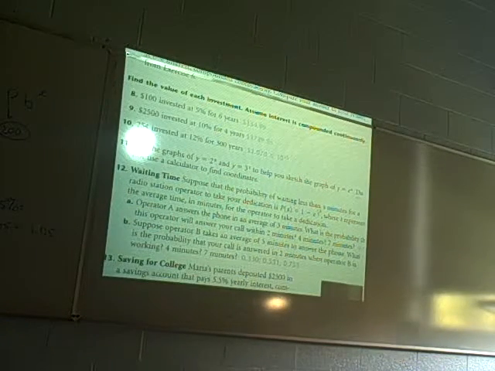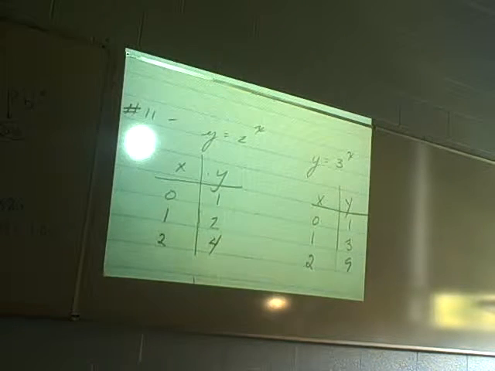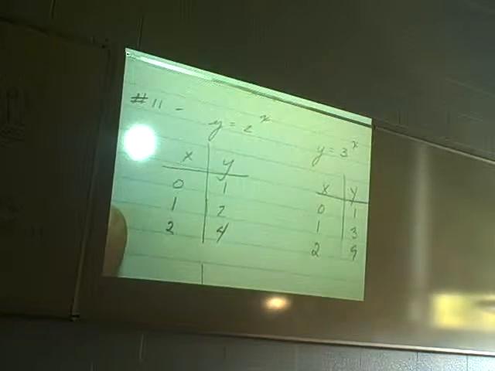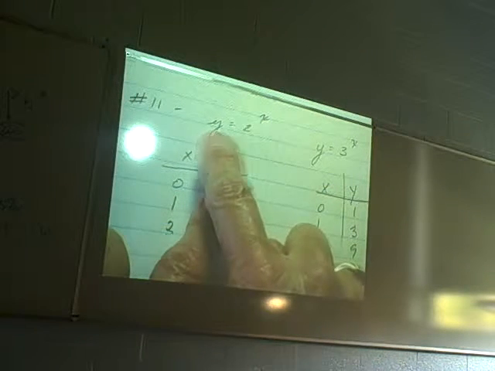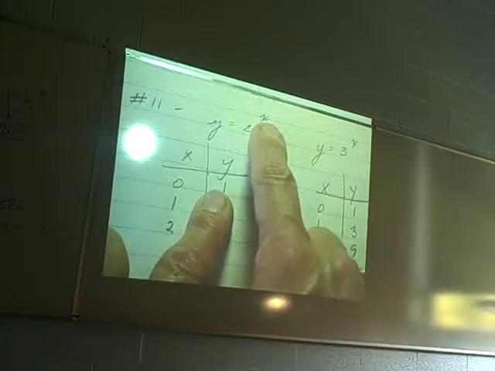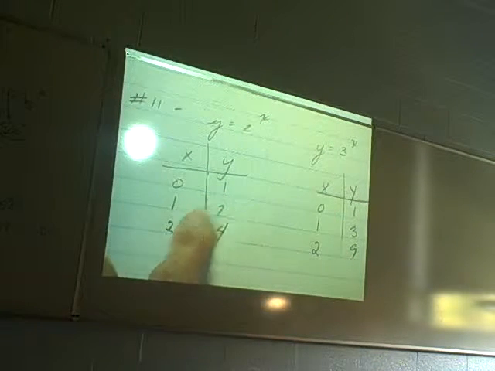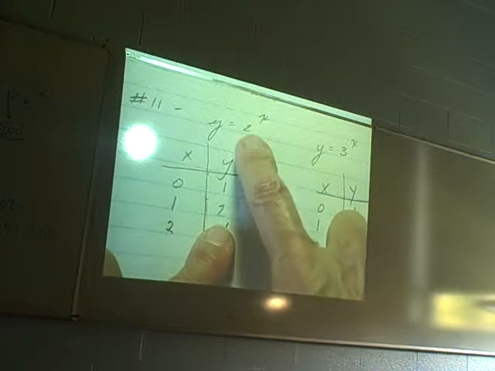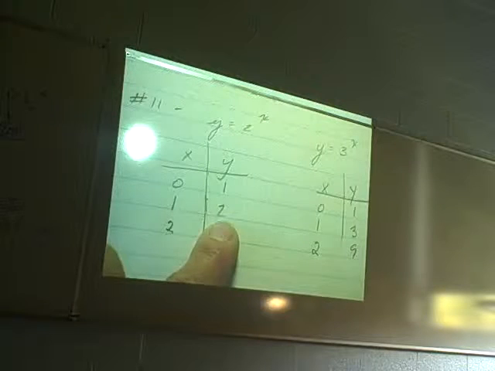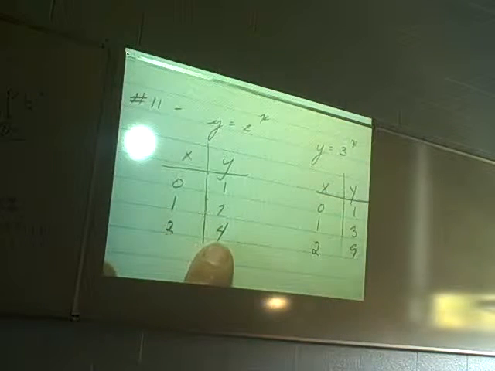Okay, so I started by making the old chart. So I have y equals 2 to the x. When x is 0, I know 2 to the 0 is equal to 1. I know that when x is 1, it will be my base, whatever that number is. And in this case, when x is 2, I have y is 4.